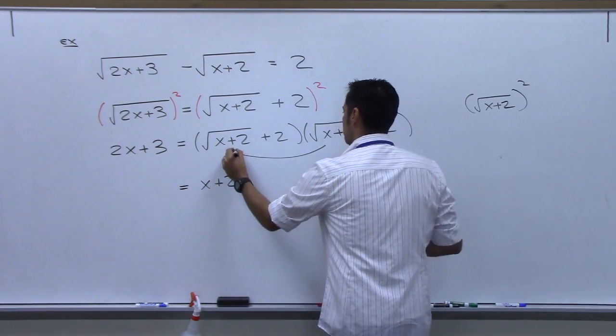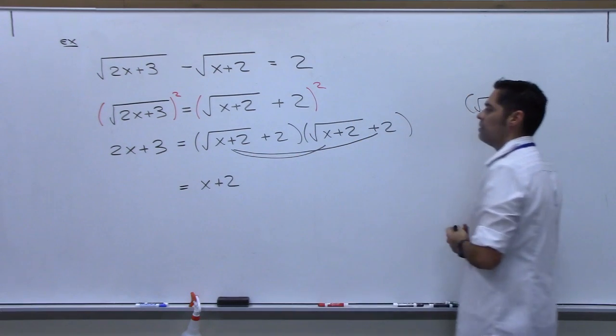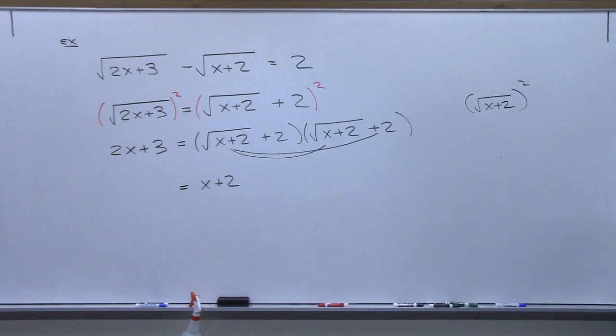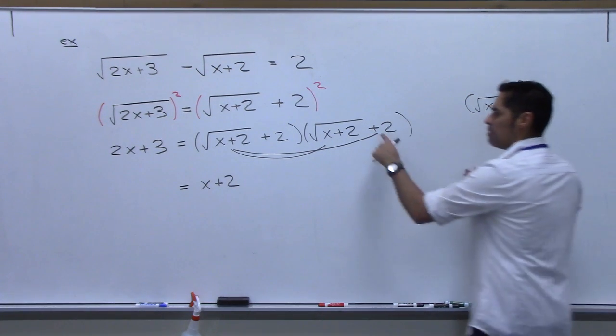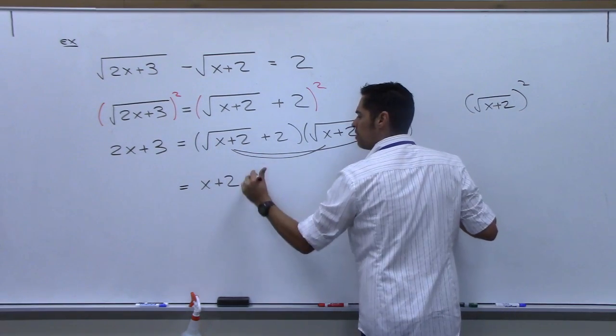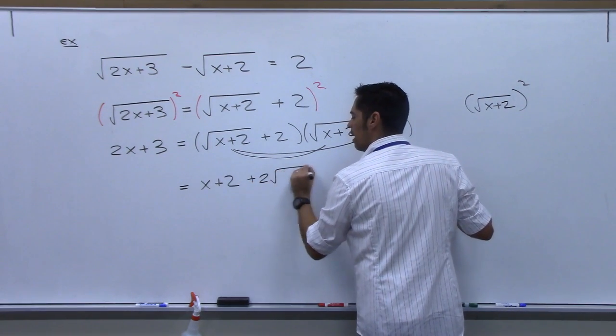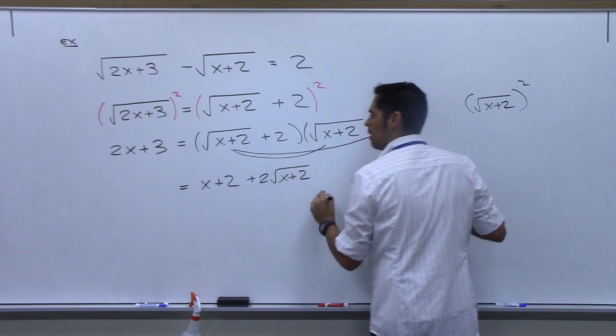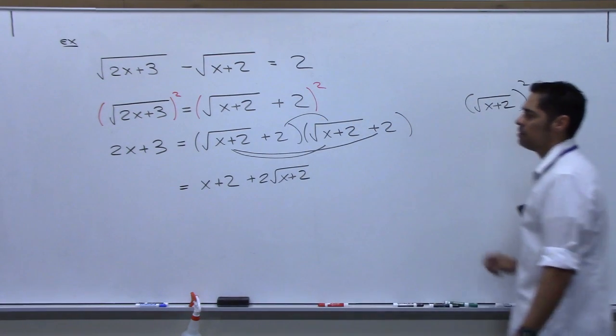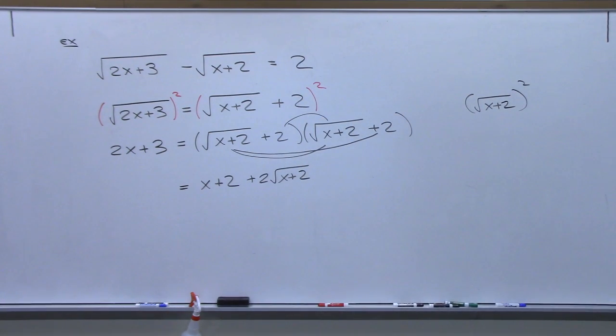But then you have to do this times this. So what's 2 times that radical? 2 times the radical. That's it. You just leave it, right? And it's positive because it's plus here. So plus 2 root x plus 2. And then you do the inner one like this, which will give you what? 4 square root 2 again, right?